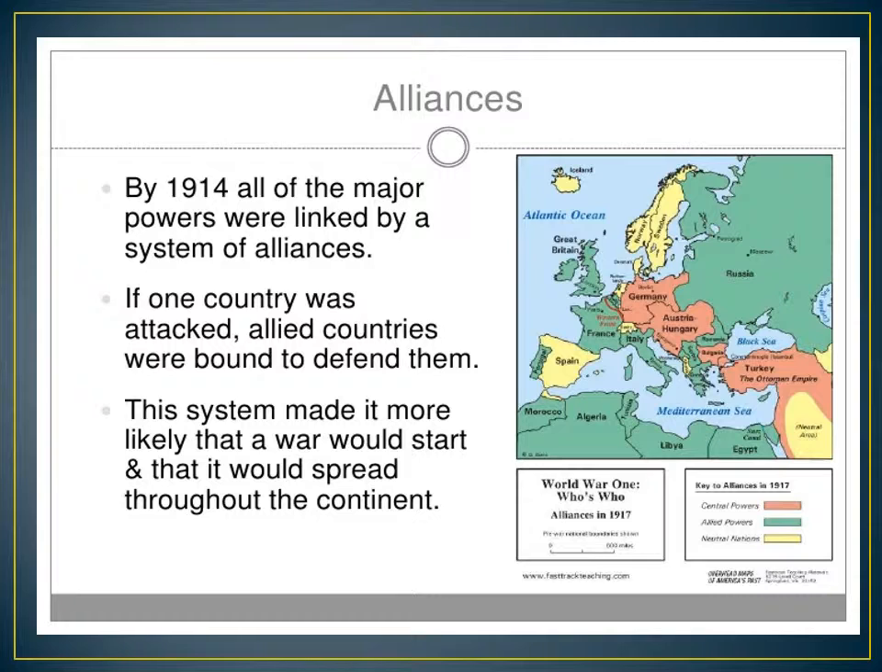Next, A, we have the alliances. By 1914, all the major powers were linked in a system of alliances. So if one country were attacked, another country would come in. They were bound to defend them because of this alliance, basically saying, if something happens to you, I've got your back. I'm going to come in and help you and defend you. So there was a system of alliances throughout Europe.